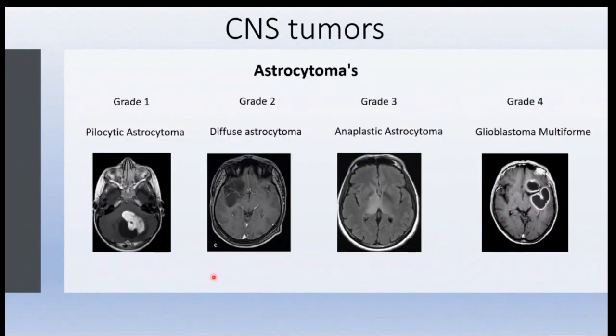About the grade 3 astrocytomas, the anaplastic astrocytoma is the most common example. Then we will move to speak about the most common astrocytoma, which is grade 4, and the typical example is the glioblastoma multiforme. These tumors are very aggressive, very ugly, and have a very bad prognosis. They are also very infiltrative to the brain parenchyma.